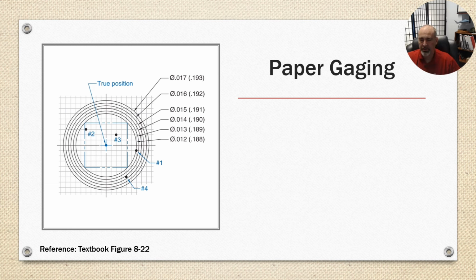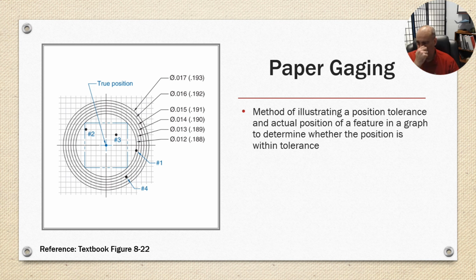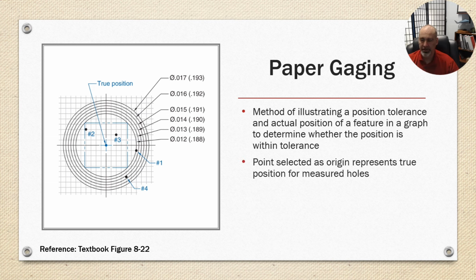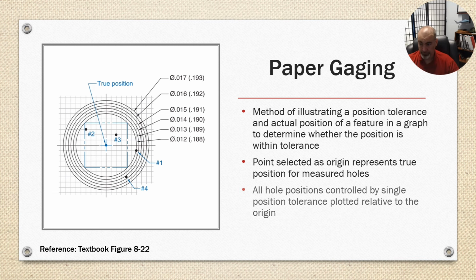And what we're seeing on the left in the grid pattern is hole number 1, 2, 3, and 4, where they actually fall in relationship to their datums. Okay, so it's a method of illustrating a position tolerance and actual position of a feature in a graph to determine whether the position is within tolerance. The point selected as the origin represents the true position of the measurement hole. So that would be theoretically perfect. All hole positions are controlled by a single position tolerance plotted relative to the origin.